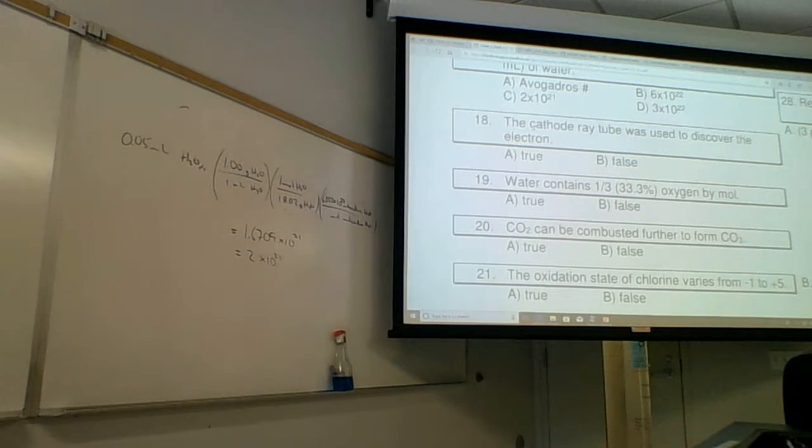So, by mass, it's a totally different story because oxygen weighs so much more. It's 89% oxygen by mass, 11% hydrogen by mass.